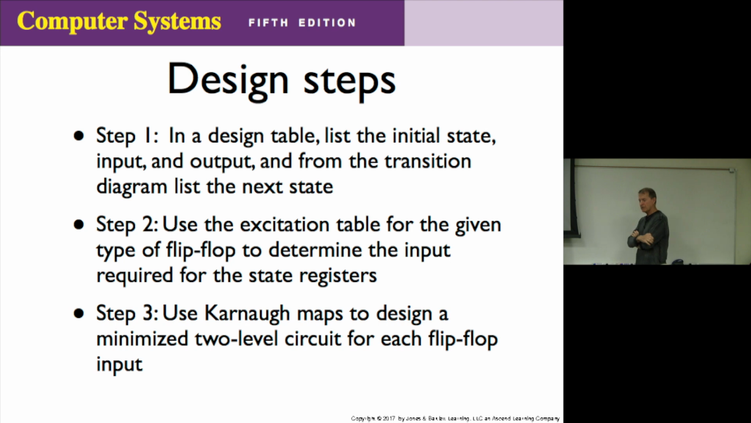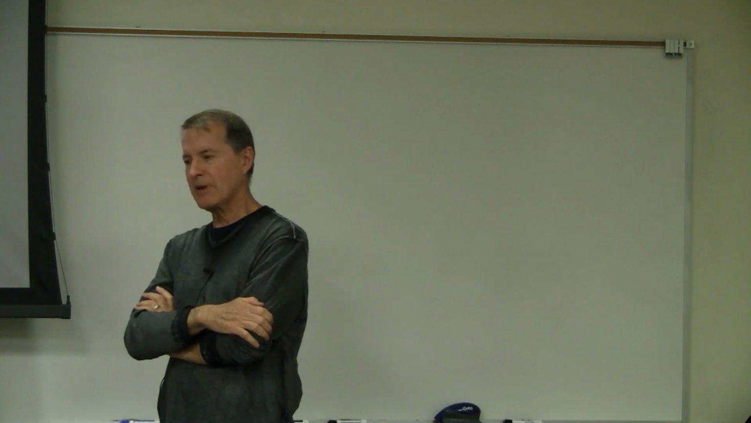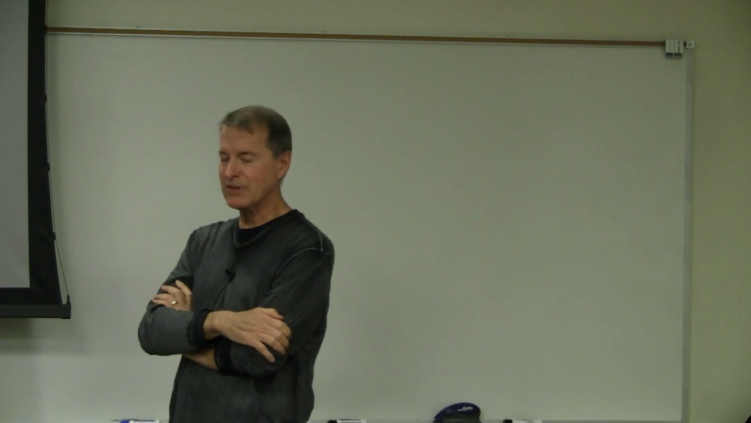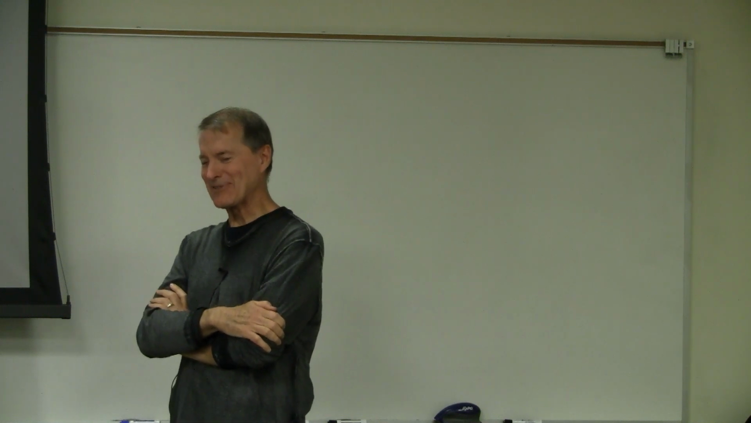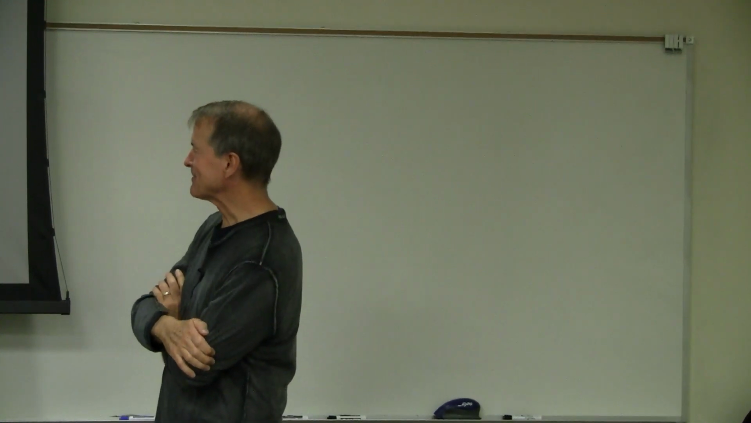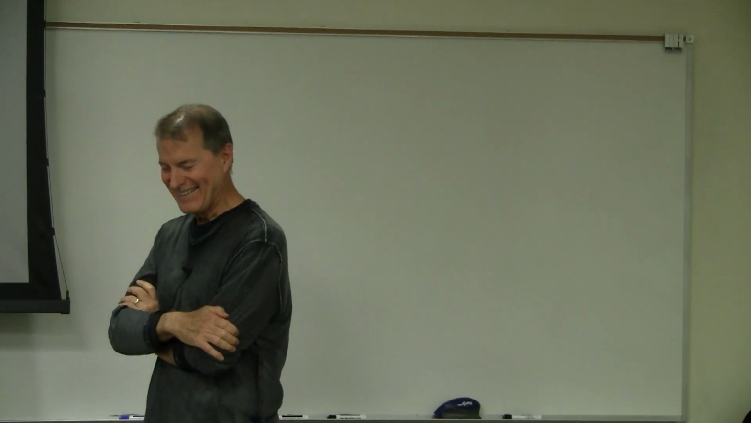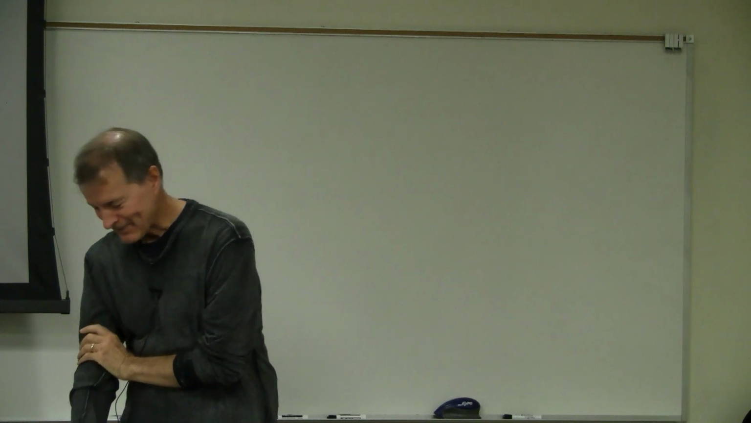After we list those from the excitation tables, we construct our Karnaugh maps to get minimized two-level AND/OR circuits. Of course, if we were doing this in the real world, we would have to consider two-level OR and AND circuits as well. And for those of you who like to use exclusive OR gates, we would have to explore all these other different possibilities for implementing. Anyway, I just thought I'd throw that in. Okay, so let's go ahead and proceed.